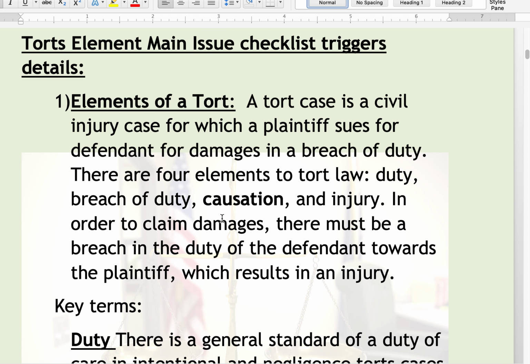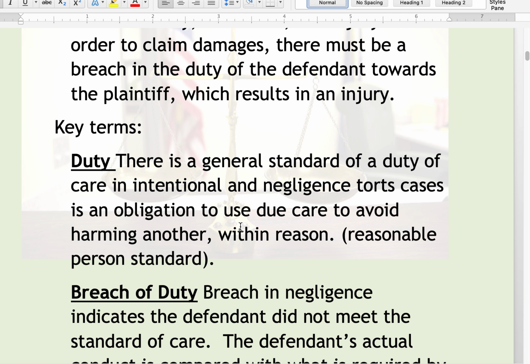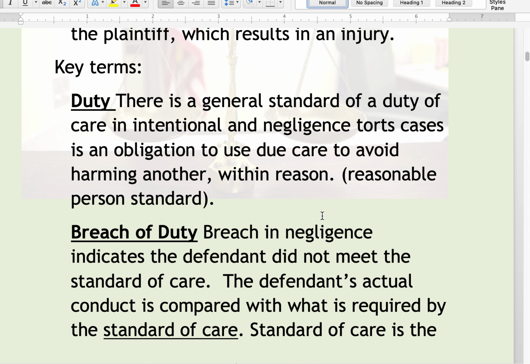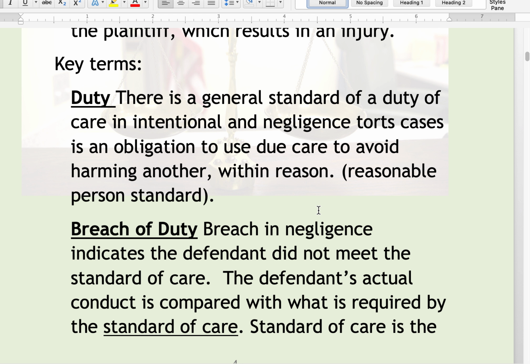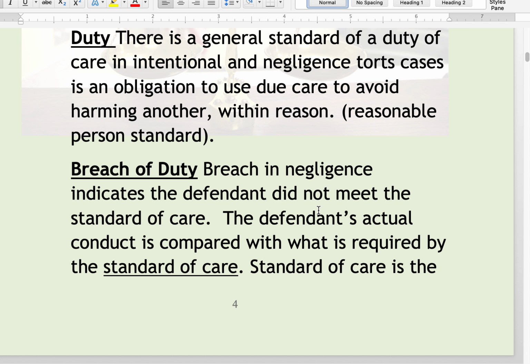Okay, so with the main elements checklist triggers, I kind of broke it apart a little bit more. Tort is a civil injury for which a plaintiff sues the defendant for damages in a breach of duty. There are 4 elements to tort law: duty, breach of duty, causation, and injury. Okay? Key terms: duty. There's a general standard of duty of care in intentional and negligent tort cases. It's an obligation to use due care to avoid harming another within reason. They use the reasonable person standard generally.